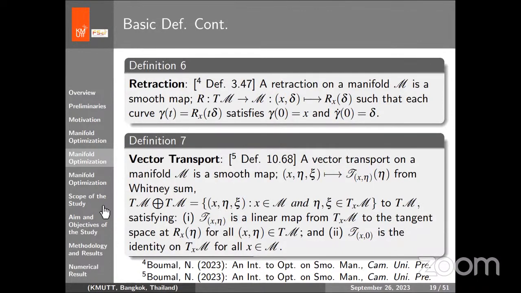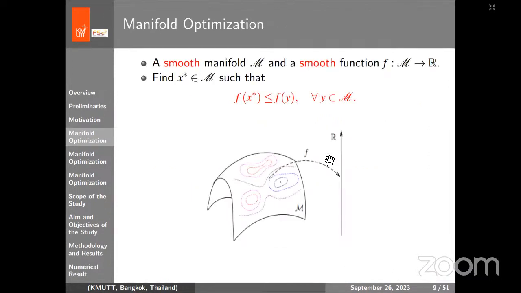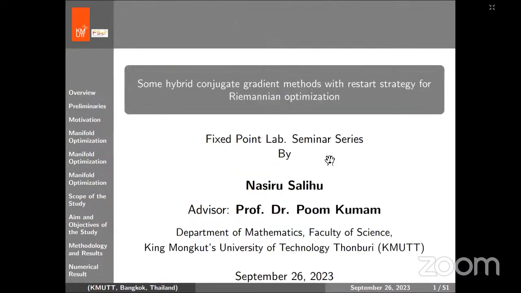Okay, good afternoon, everyone. Can you hear me? Yes, I can hear you. Okay. My name is Nasir Usaliu. I'm here to present the topic, some hybrid conjugate gradient methods with line search strategy for Riemannian optimization, in continuation of the fixed point lab seminar series, under the advisorship of my professor, Professor Poom Kumam.